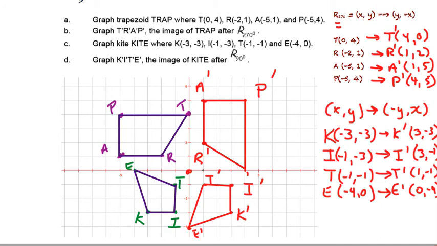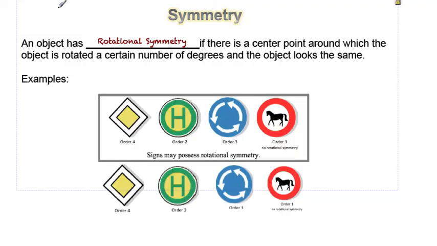So now we need to talk a little bit. Your last application problem involves symmetry and line symmetry. So we're going to talk a little bit about rotational symmetry and the order of a figure if it has rotational symmetry. An object has rotational symmetry if there's a center point from which you can rotate it a certain number of degrees and the object looks the same.